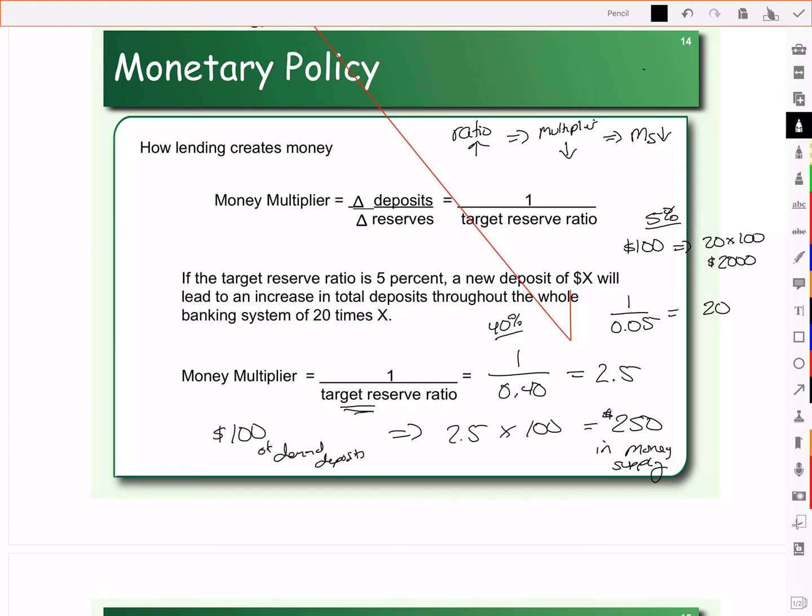So if you want to grow the money supply and increase demand and get people spending again, you want to get that ratio down so that banks can lend out more money, people can borrow more money, and then they can spend that money.